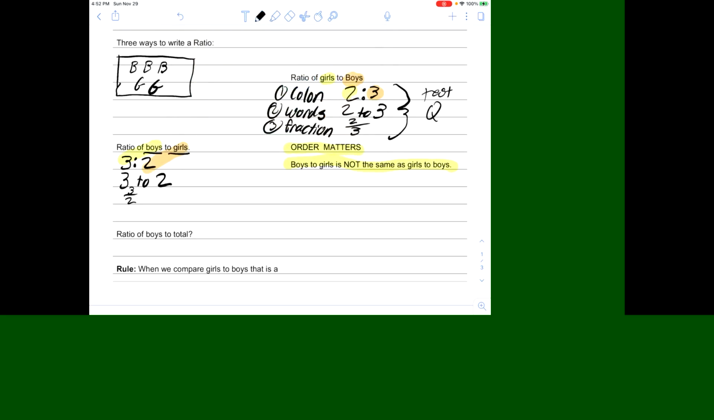Now, another question we could be asked is what is the ratio of boys to total? Well, if we were asked that, we would say, okay, there's 3 boys, and then the total number of students, well, if we count, there's 3 boys and 2 girls, so there's 5 total students. So my ratio of boys to total would be 3 to 5, or 3 colon 5, or 3 over 5.